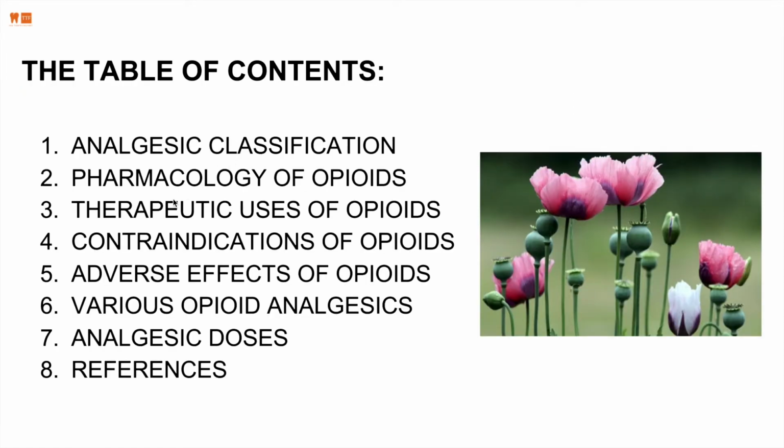In the table of contents today, we've got analgesic classification for opioids. Then we'll discuss the pharmacology, therapeutic uses, contraindications, adverse effects, and then we'll discuss various opioid analgesics one by one, and then end with analgesic doses and references.